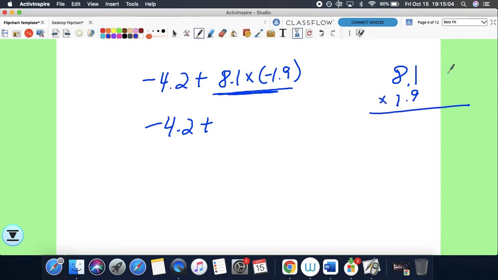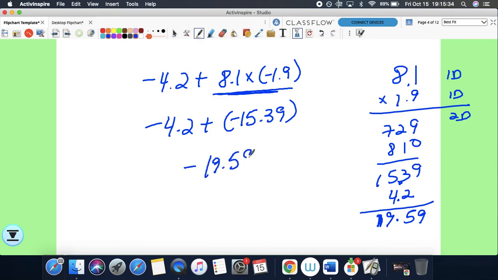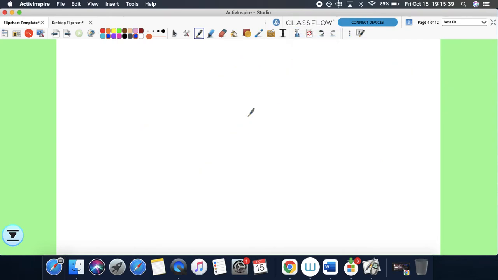It is a decimal, so 1 decimal place, 1 decimal place, so my answer has 2 decimal places, so that becomes 972, 81, 9315. With 2 decimal places, my answer is 15.39, pero negative. Right? So now I add those two values. I'm going further left on the number line, so I make sure to line up my decimals. I'm going to add 9591. Negative 19.59.